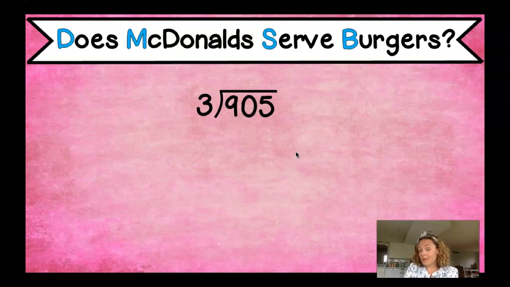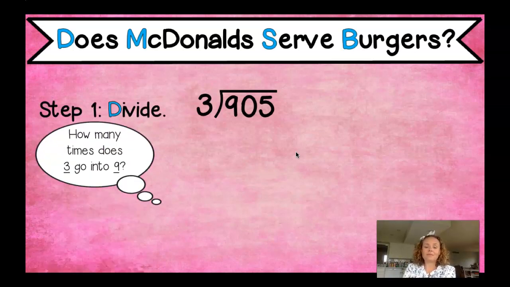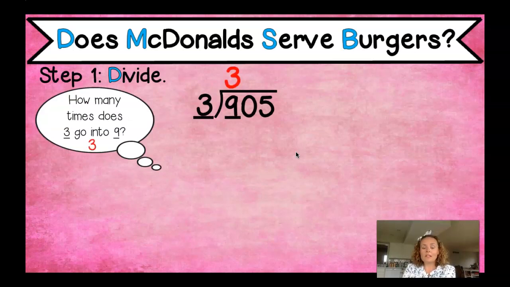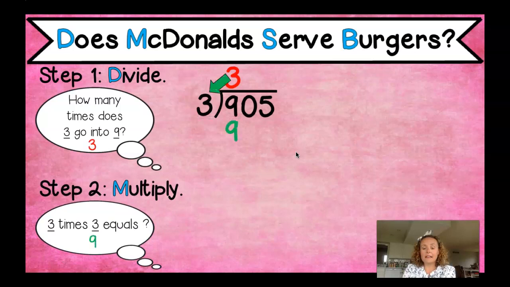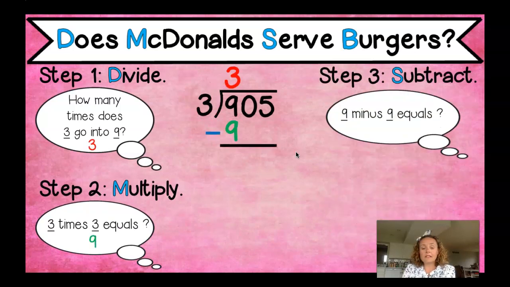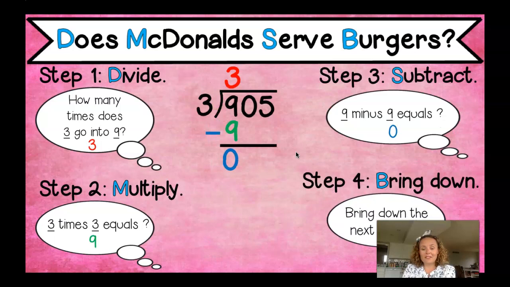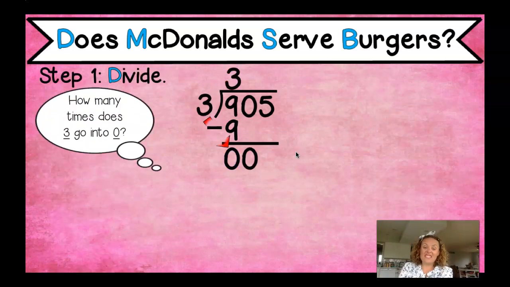Welcome back. How many 3s fit into 9? I know it's a 900, but how many 3s fit into this 9? You've got it. 3 3s fit into 9. When we multiply 3 times 3, it's 9. Subtract 9 minus 9 is 0. Bring down a 0. This is kind of a fun one. How many 3s fit into 0? 0 3s fit into 0.